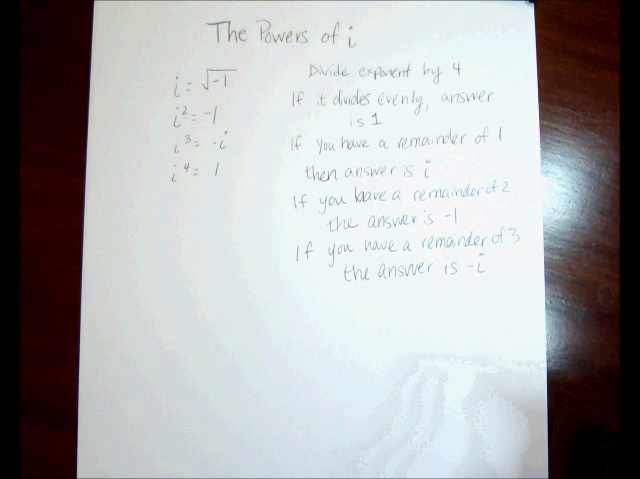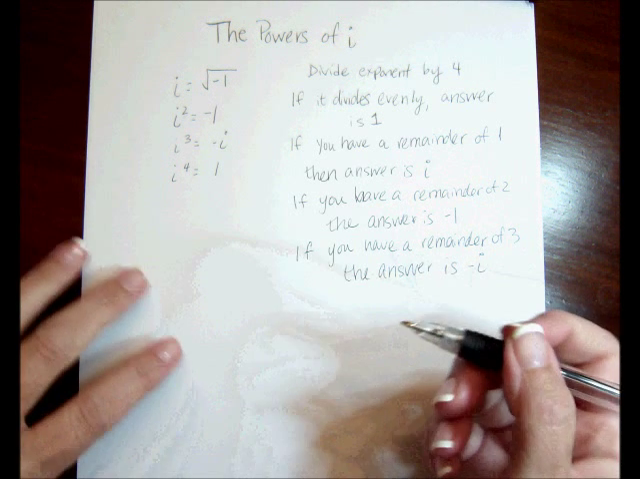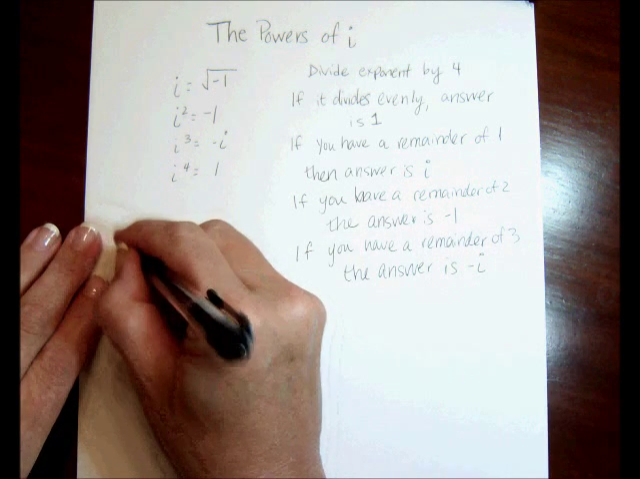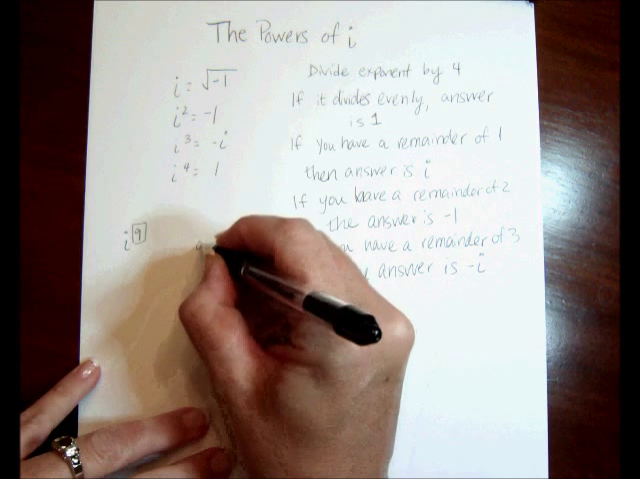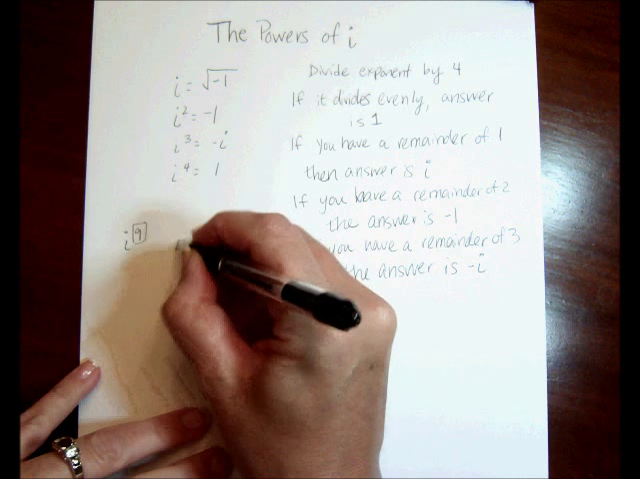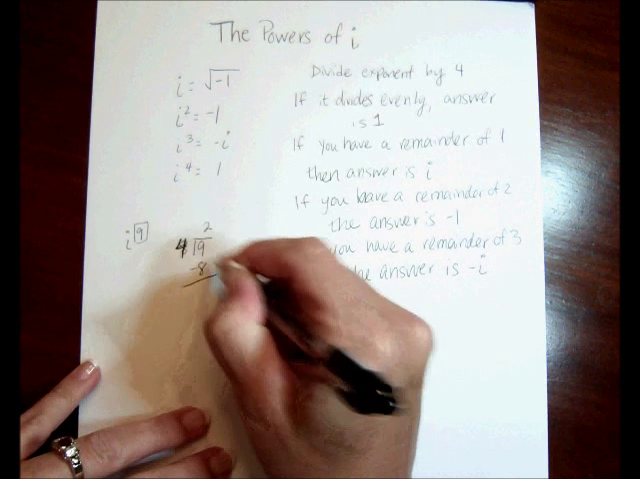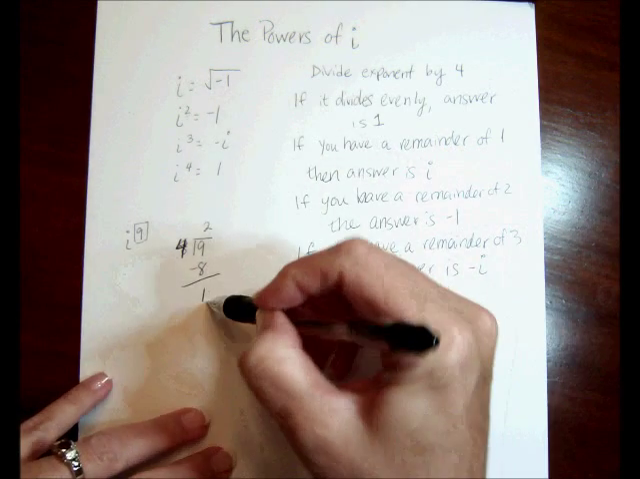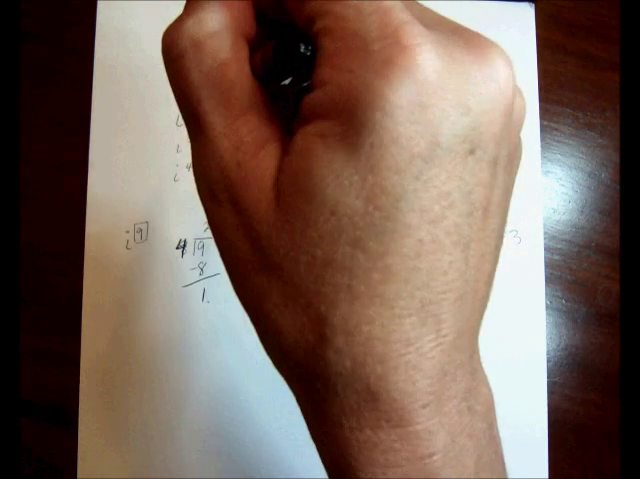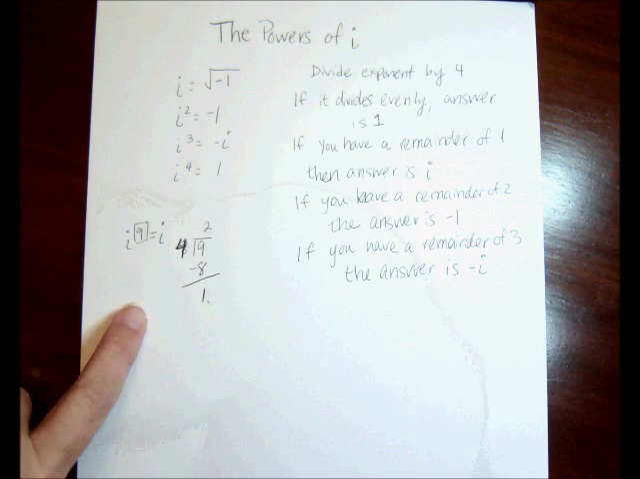Now I'm going to do some examples with this. I'm going to start fairly easy and then move forward from there. So let's look at the example of i to the 9th. I'm going to take my exponent, 9, and divide it by 4. And 4 goes into 9 twice. 2 times 4 is 8, and I subtract, so I have a remainder of 1. So I look at my rules and I can see that if you have a remainder of 1, the answer is going to be just i.